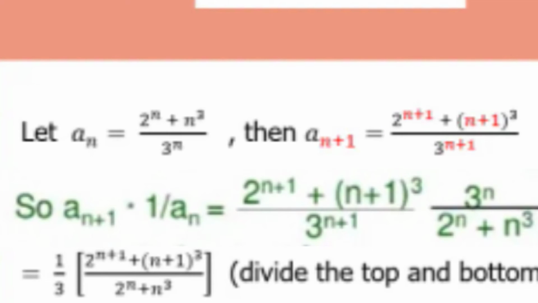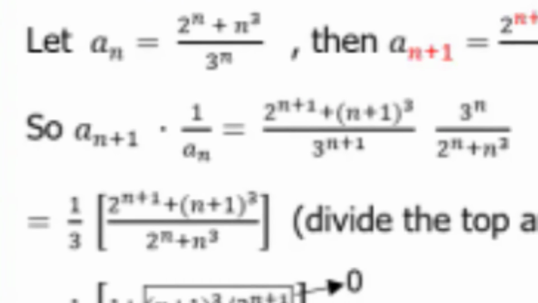So, a sub n plus 1 multiplied by its reciprocal, which is 1 divided by a sub n, is equal to (2 raised to n plus 1 plus (n plus 1) cubed) all over 3 raised to n plus 1, multiplied by its reciprocal, which is 3 raised to n all over 2 raised to n plus n cubed. We come now to the answer: (2 raised to n plus 1 plus (n plus 1) cubed) all over (2 raised to n plus n cubed) multiplied by its LCM, which is 1/3.